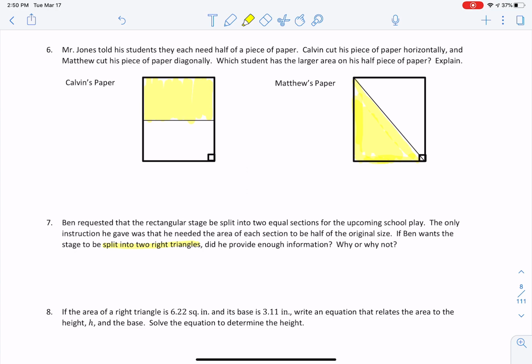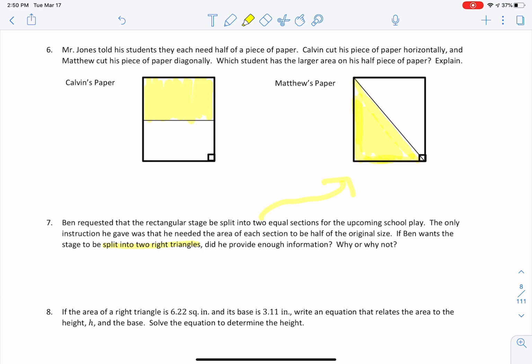I think he gave plenty of information. We want to cut it in half, and it needs to be split into 2 right triangles. I think we could just simply point to Matthew's paper, and that could be a really good plan for how they're going to cut it in half.